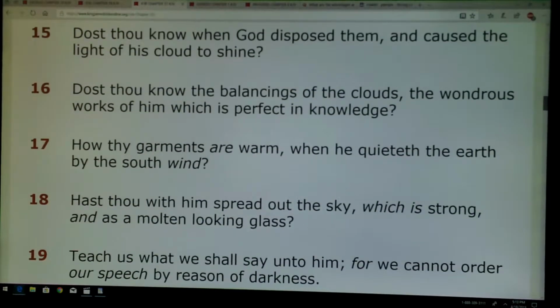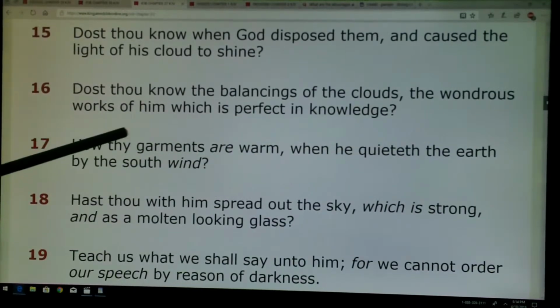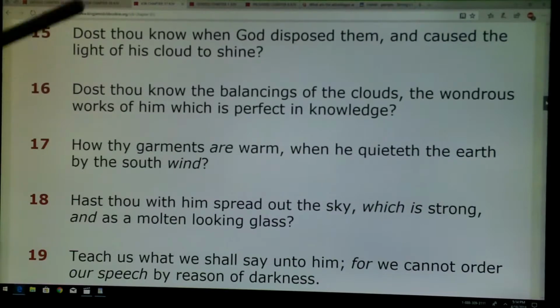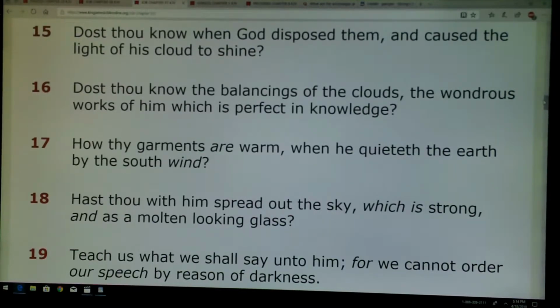I'm going to go right here. It says, dost thou know the balancing of the clouds, the wondrous works of him which is perfect in knowledge? Okay. The clouds, you have condensed water, you have vaporizing water. So when the water vaporizes and it rides upon the air and it's riding away from the earth, all the waters of the world, they're riding away from the earth. What's stopping all the water from just evaporating from the earth and totally leaving the earth? What's stopping it, making it go up in the air, stop, and then form clouds?